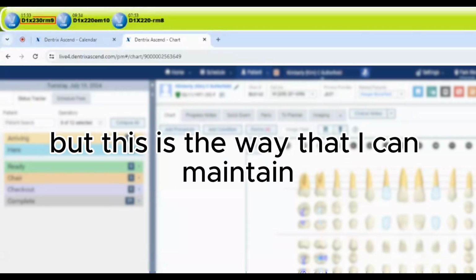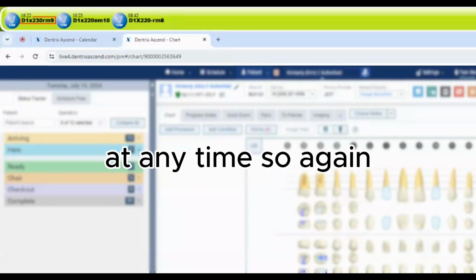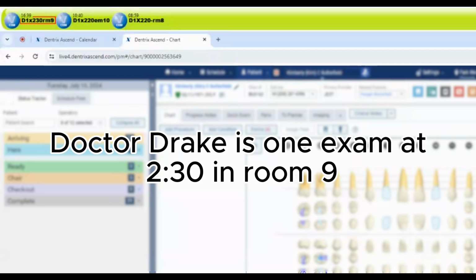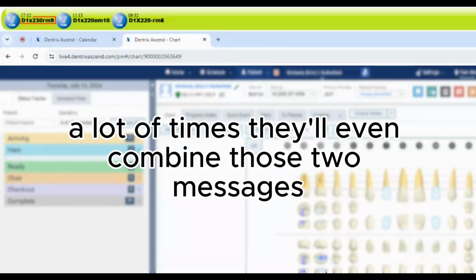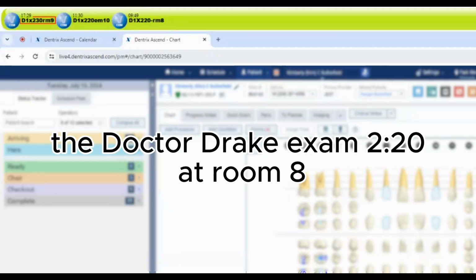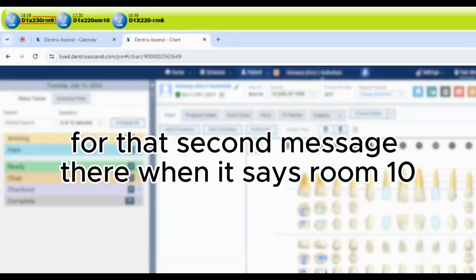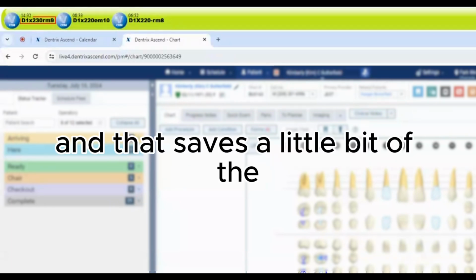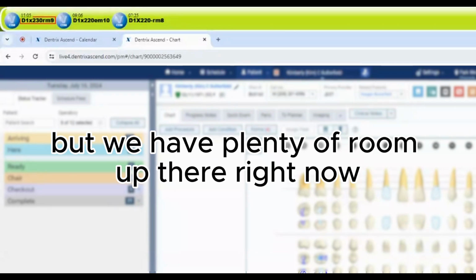But this is the way that I can maintain 4 or 5 hygiene columns as a single dentist at any time. So again, the code that's up there means Dr. Drake has one exam at 2:30 in room 9 and Dr. Drake has one exam at 2:20 in room 10. A lot of times they'll even combine those two messages. The Dr. Drake exam 2:20 at room 8, they'll combine that with room 10 because they'll just put a reply on that second message, the one that says room 10, and just put room 8 also. And that saves a little bit of the VCOM real estate should we need it. But we have plenty of room up there right now.